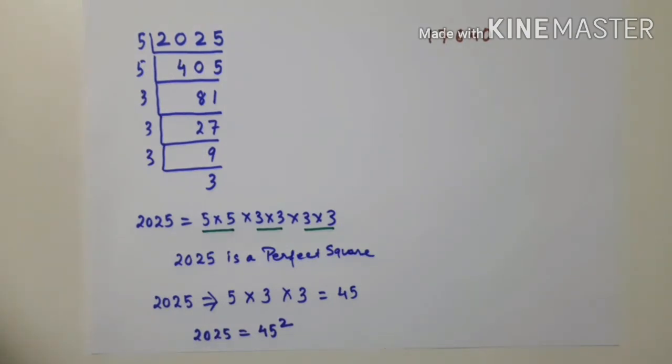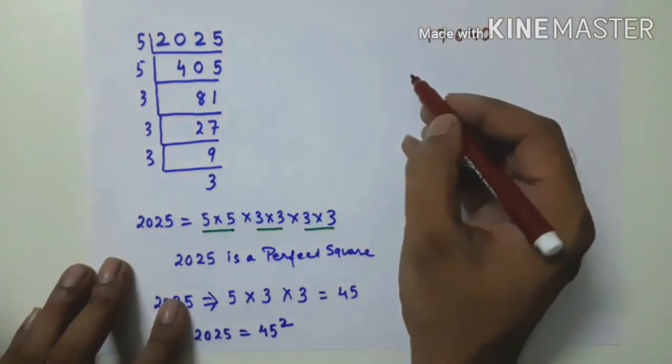Now let's see the next number, that is 17,640. So let's prime factorize it.